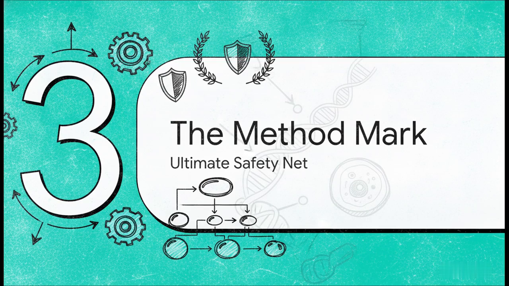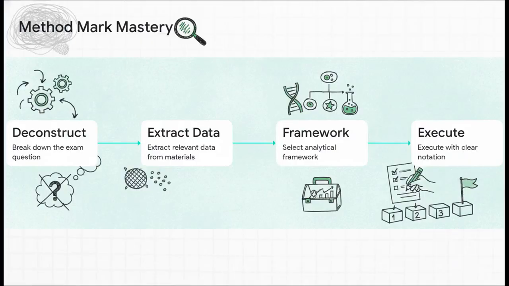All right, Section 3, mastering the method mark. This is your ultimate safety net for when things get tricky. Look, even if your final calculation goes completely off the rails, examiners actually award marks for the process itself. But to capture these method marks, you need a procedural sequence. 1. Deconstruct the question. 2. Extract the data.